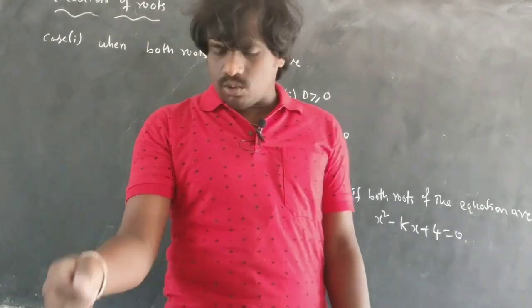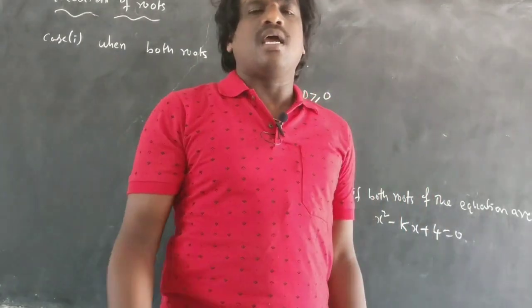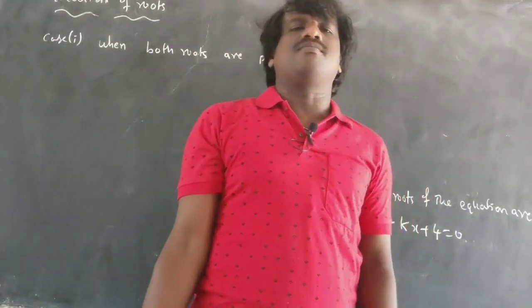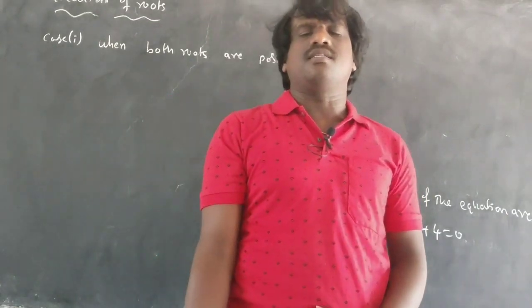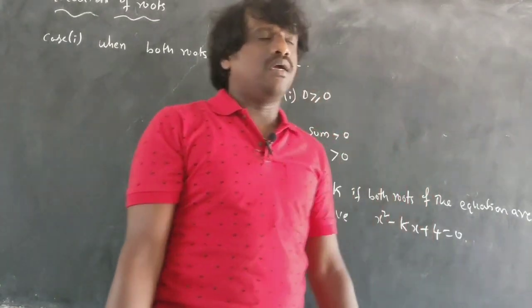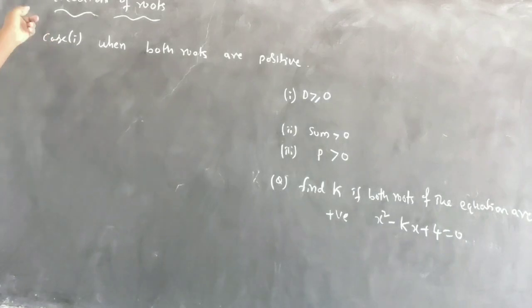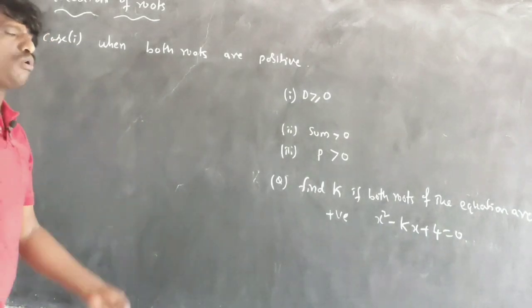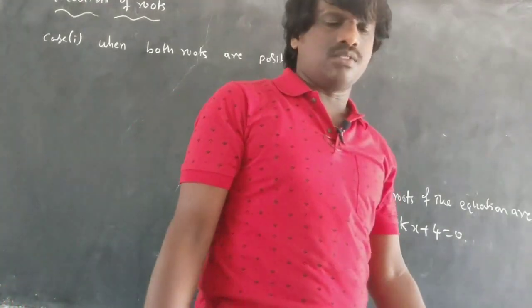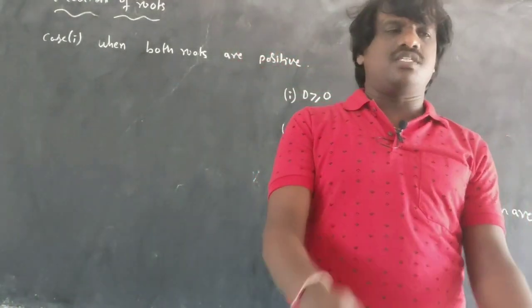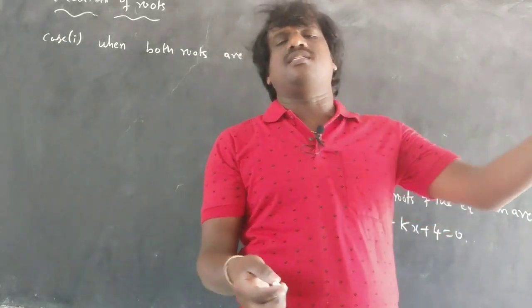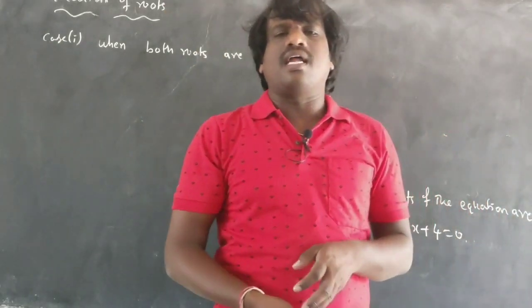Actually, location of roots has 5 cases, but I extended that and added 5 more, so you will have 10 cases. Let's find them. What is the first case? When both roots are positive. Suppose a quadratic equation is given, both roots are positive, and you have to find the value of k.